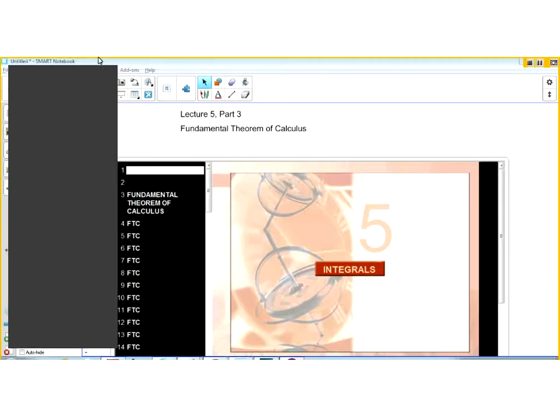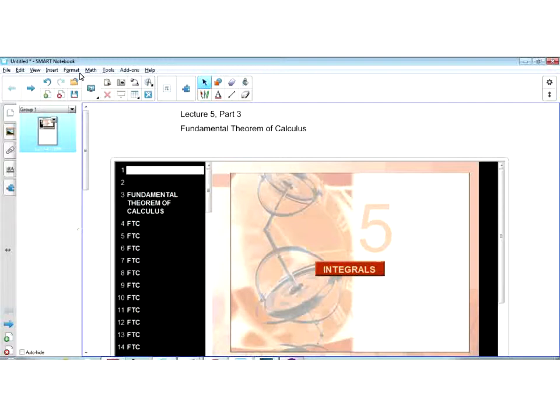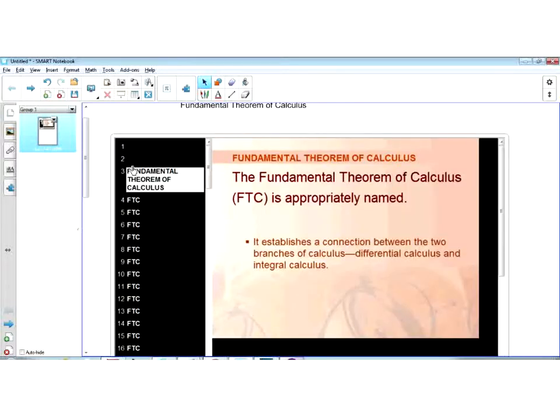All right, so in this section, Lecture 5, Part 3, we talk about the fundamental theorem of calculus. And it's a particularly important result because it will relate the evaluation of integrals to antiderivatives. The fundamental theorem of calculus establishes a connection between the two branches of calculus, namely differential calculus and integral calculus.